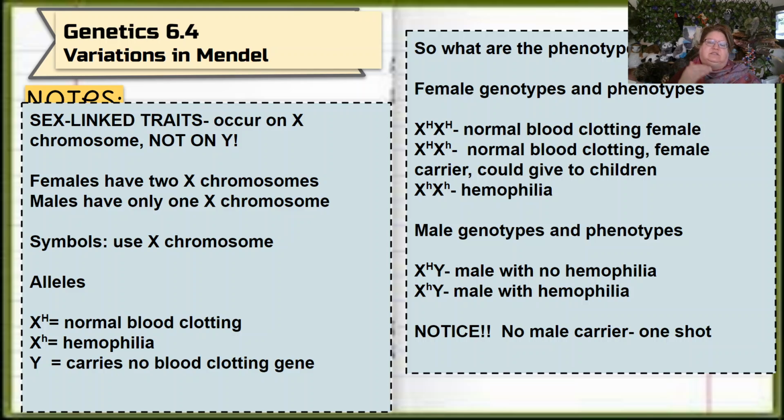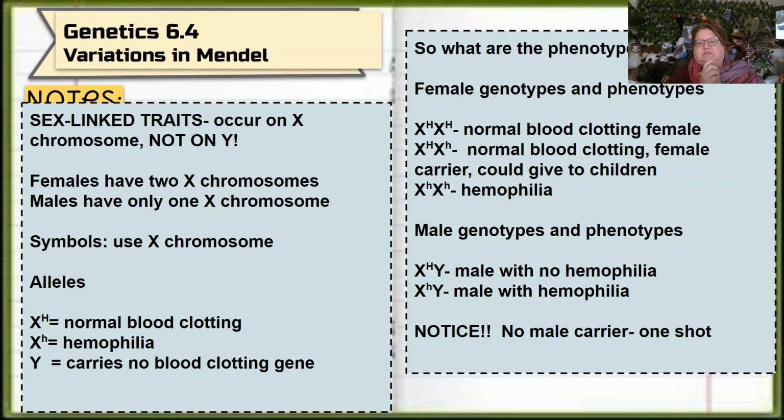Let's say that you have X capital H, X lowercase h. Now we would say that you have normal blood clotting because you have the dominant allele, but you are a carrier. You could give this to your children. We would say this of somebody that has a brown eye gene and a blue eye gene, but the term carrier is often used for genetic diseases. You don't have the disease, but you're carrying it. You could pass it on. So a female carrier could give it to her children.